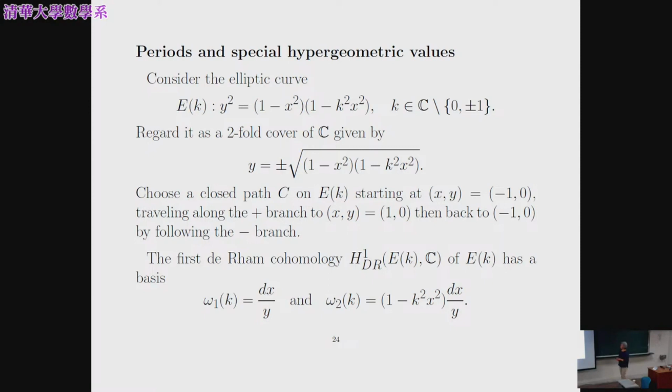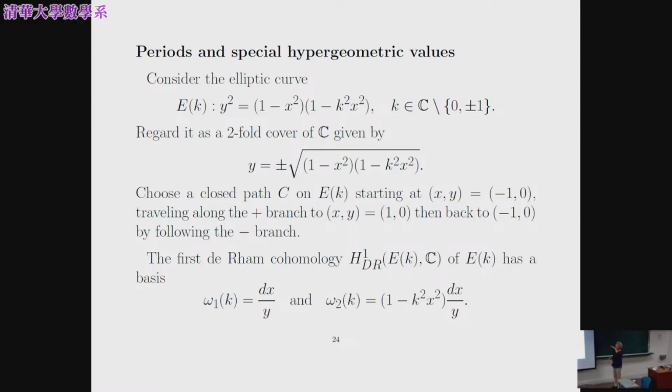So if we consider the elliptic curve defined by y squared equals this degree 4 polynomial, (1 minus x squared) times (1 minus k squared x squared). To make an elliptic curve, k cannot be 0, and cannot be plus or minus 1. It can be any other complex number. So we think of this elliptic curve as a twofold cover of a complex line. The complex line is referring to the x-coordinate. So when we are given the x-coordinate, there are two choices of y by taking a square root.